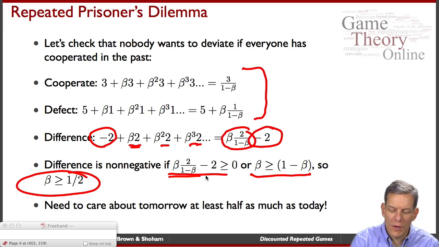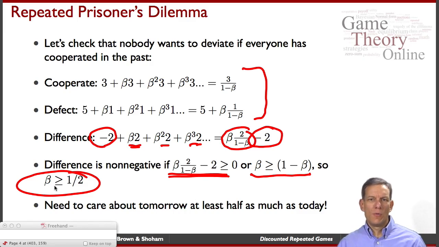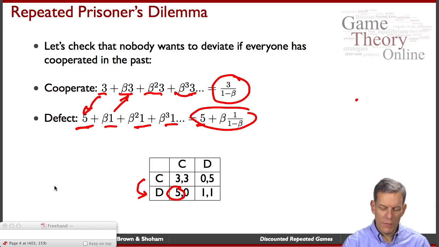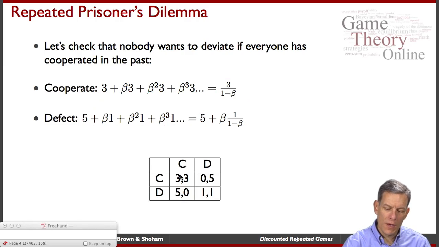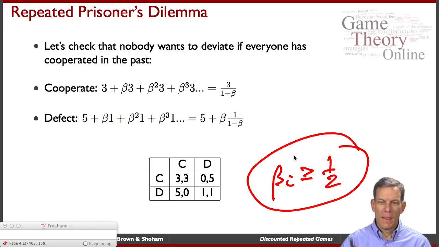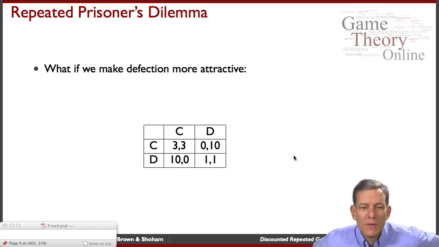So if you just go through the algebra of solving this inequality, you'll get beta greater than or equal to a half. So as long as people care about tomorrow at least half as much as today, they're going to be willing to cooperate in the repeated prisoner's dilemma with these particular payoffs that we looked at before. So when we're looking at this payoff structure, if each beta i is at least a half, then they can sustain cooperation in this infinitely repeated prisoner's dilemma. Okay, so let's change the numbers a little bit and see what happens.